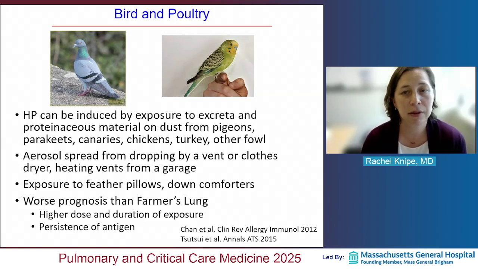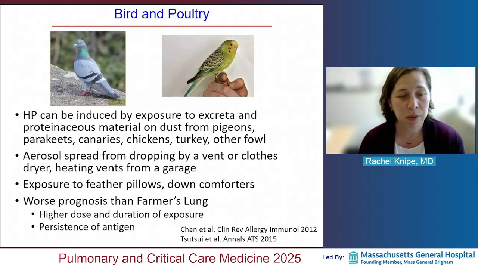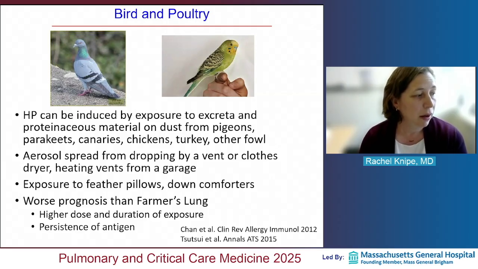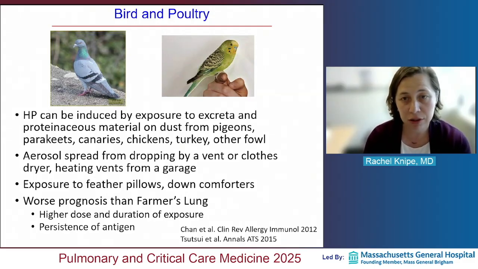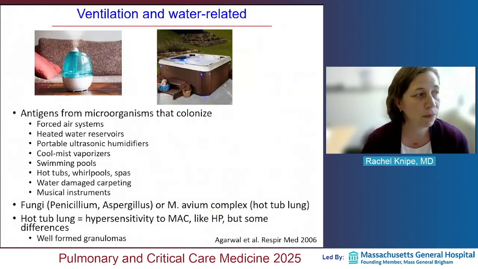And interestingly, although it's not entirely known why, bird fancier's lung, or HP induced by birds, carries a worse prognosis than farmer's lung. It could be because there's often closer exposure, higher dose and duration, and persistence of the antigen in the home environment, but it's more likely to cause fibrotic disease and overall carries a worse prognosis.